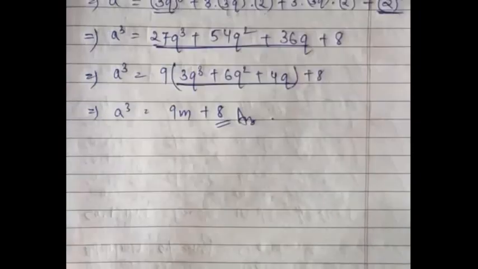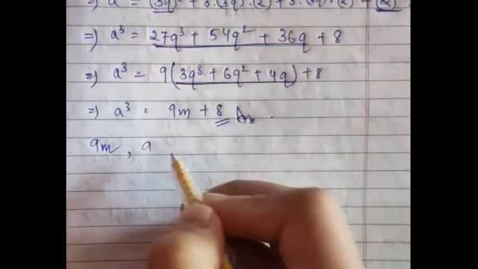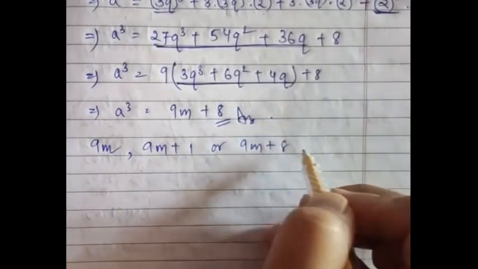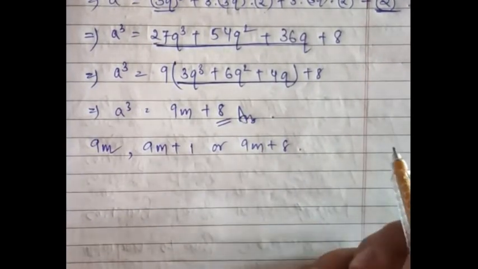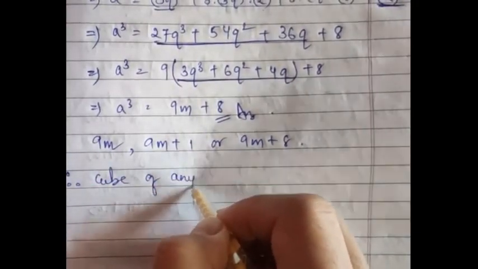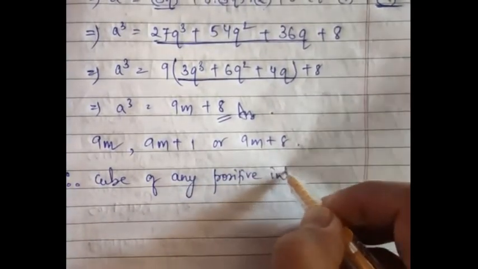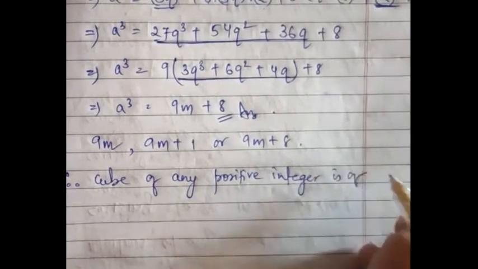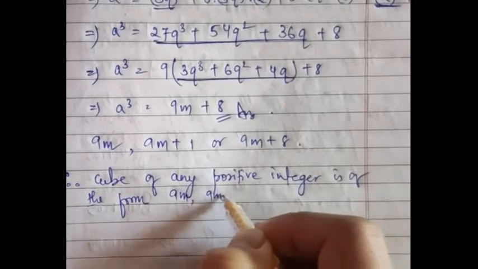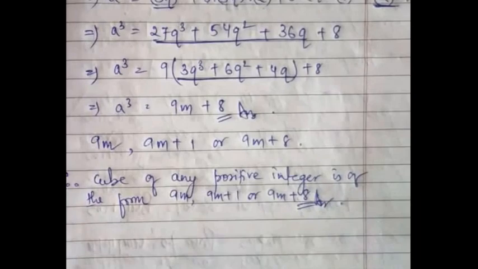Alright, so you saw that we got these forms, that is 9m plus 1 or 9m plus 8. We got these forms after cubing any positive integer, so we can write therefore the cube of any positive integer is of the form 9m plus 1 or 9m plus 8. Alright, so this is proved.